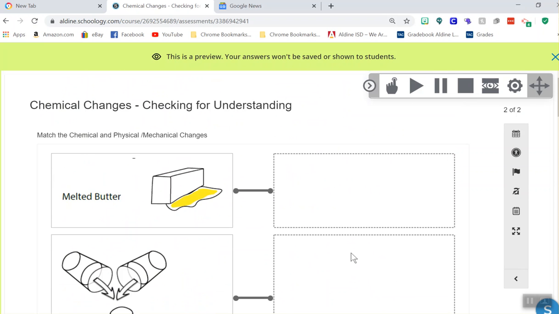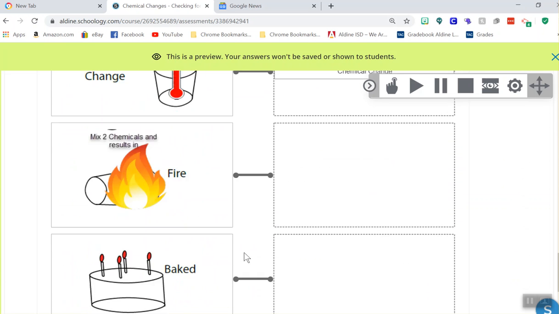Okay, so let's look at what's left. Melted butter. Yes, if you take melted butter in a dish and put it back in the freezer, it will harden back to butter. So that is true. So that's going to be physical.